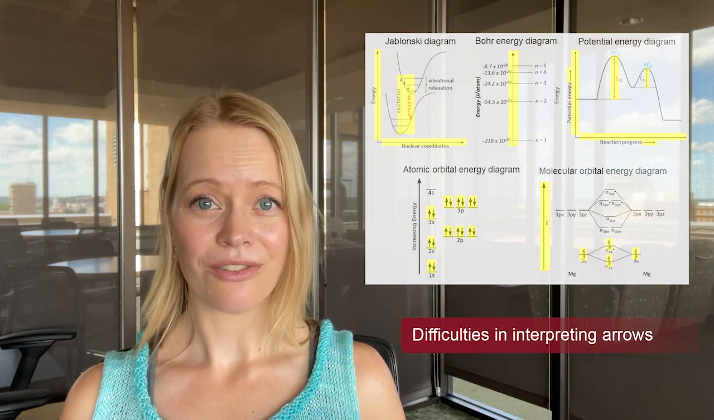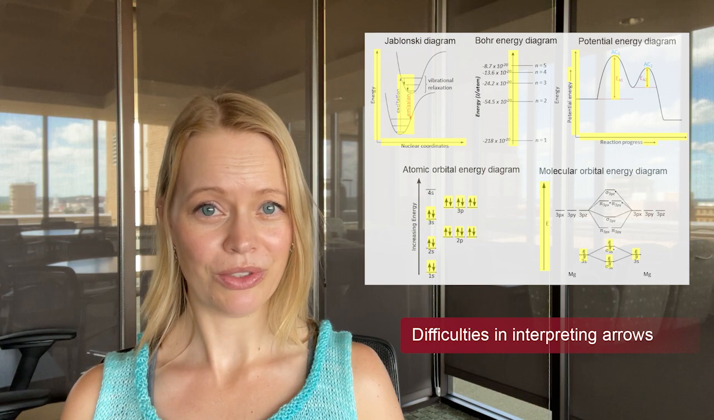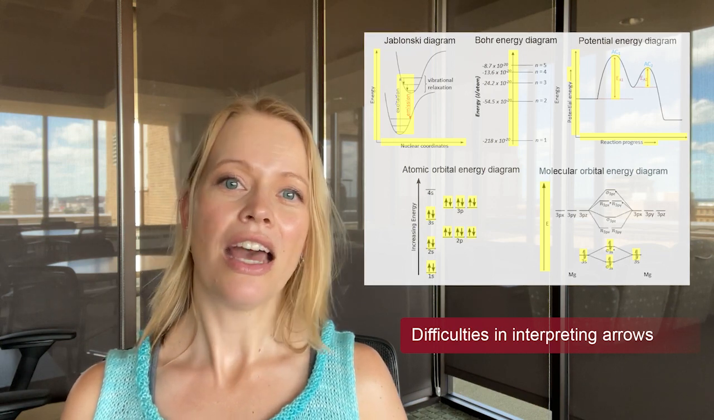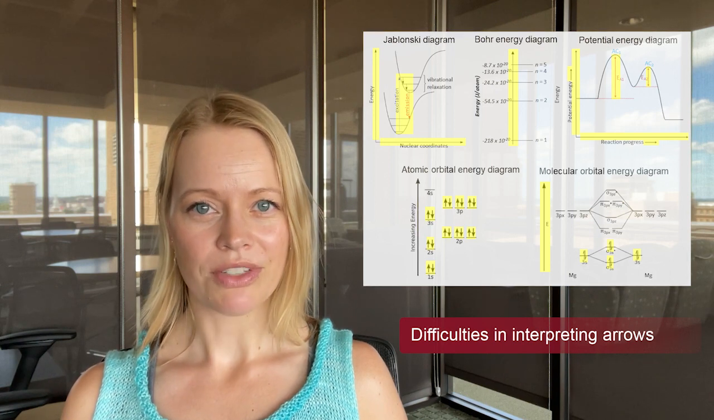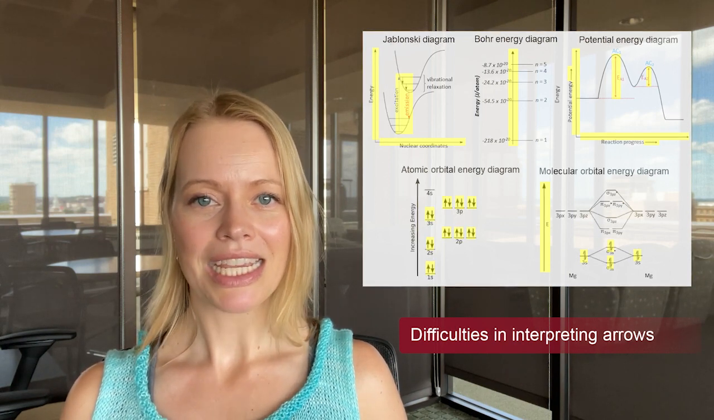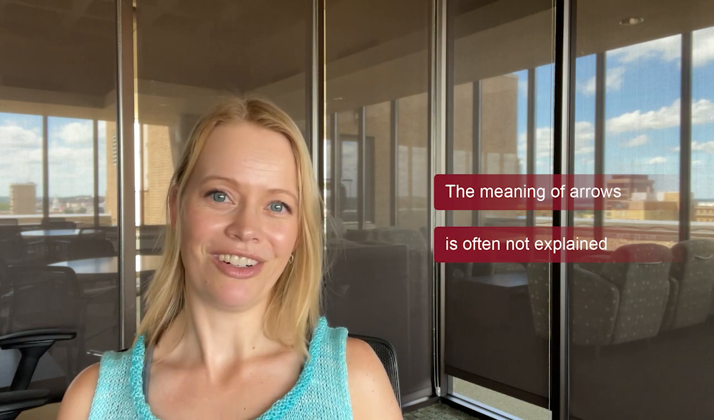Altogether, what was eye-opening to both of us was how difficult it is for students to interpret arrows in chemistry diagrams. So let's take a look again at all the varieties of energy diagrams chemistry students encounter in their learning and how many arrows there are. The different arrows have different meanings, and this meaning is not explained. Textbooks don't explain their meaning in a caption of the figure, and most instructors do not explain them either.